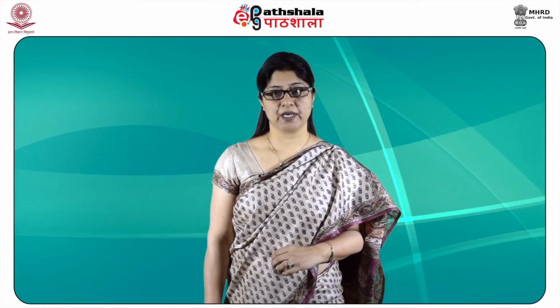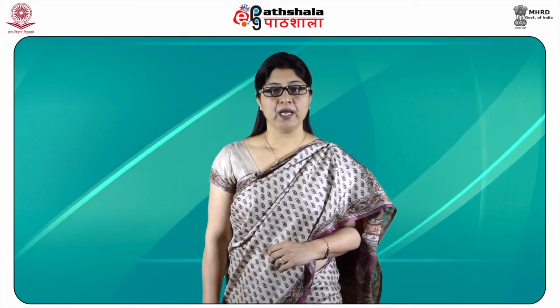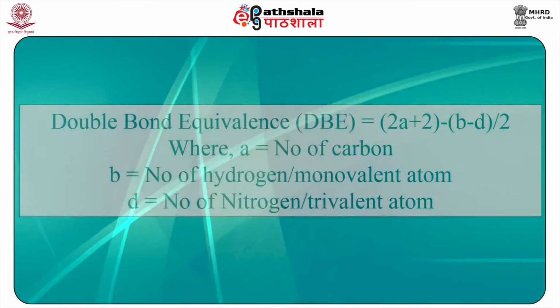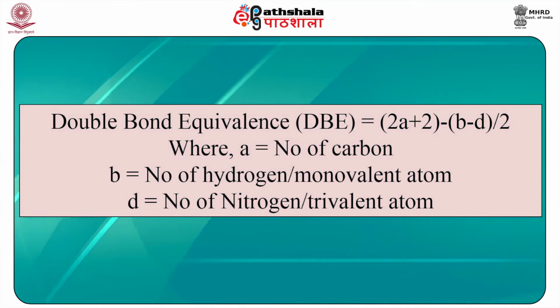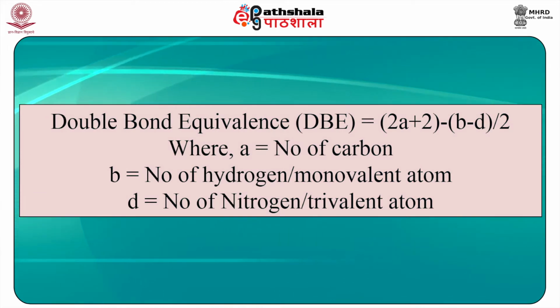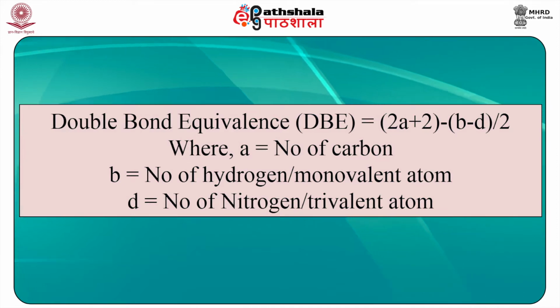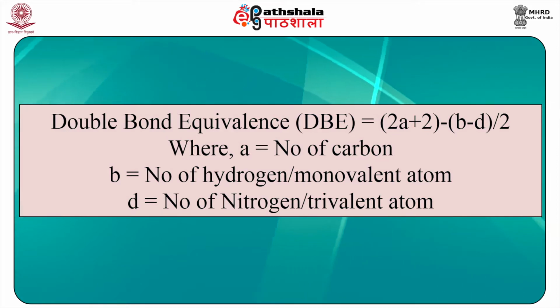This experimental data will help us in elucidating the structure of organic compounds. While analyzing the data, these points must be kept in mind. Number 1, from the molecular formula, one can find out the double bond equivalence or index of hydrogen deficiency. Double bond equivalence is equal to (2A + 2 - B - D) divided by 2.